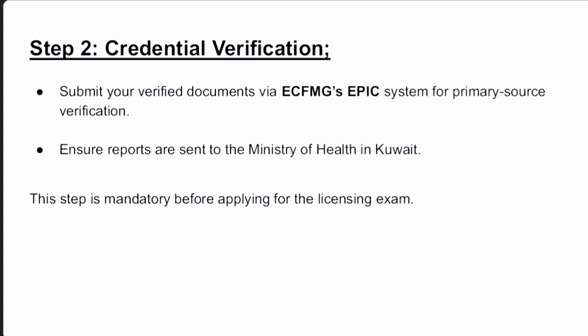Step 2, credential verification. Submit your verified documents via ECFMG's EPIC system for primary source verification. Ensure reports are sent to the Ministry of Health in Kuwait. This step is mandatory before applying for the license exam.